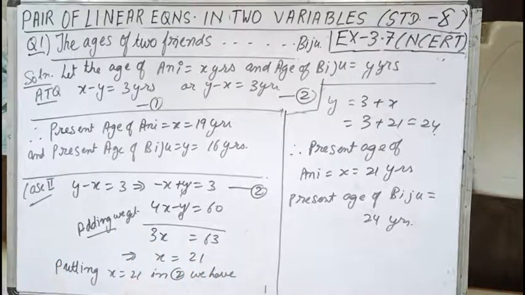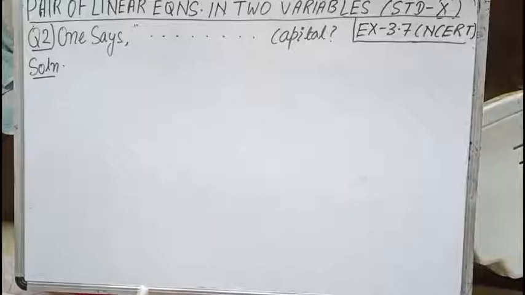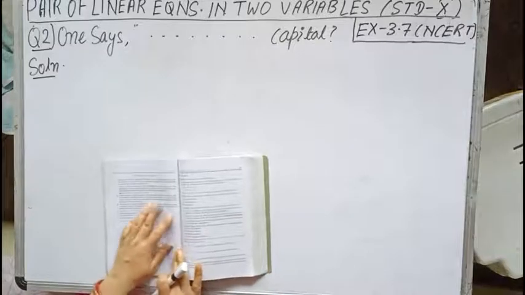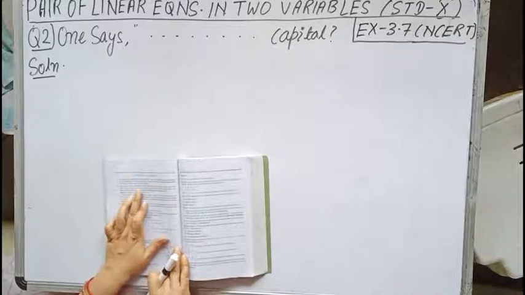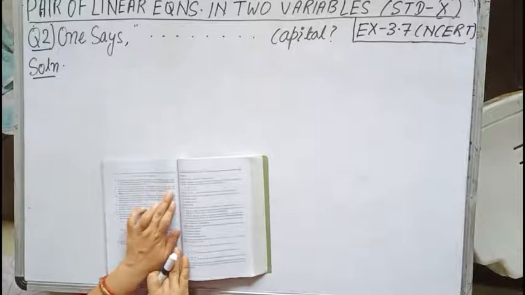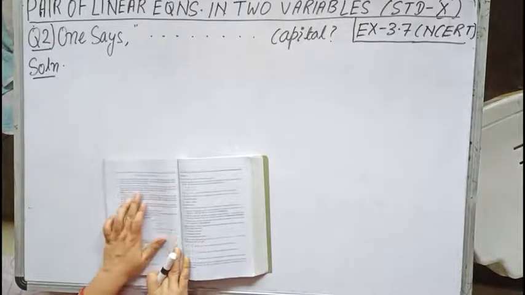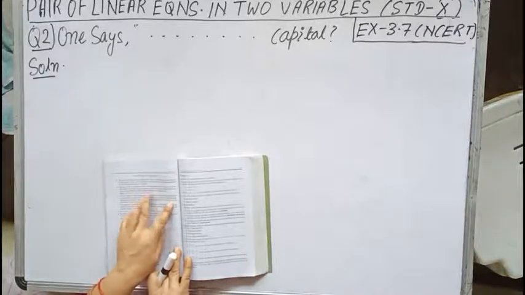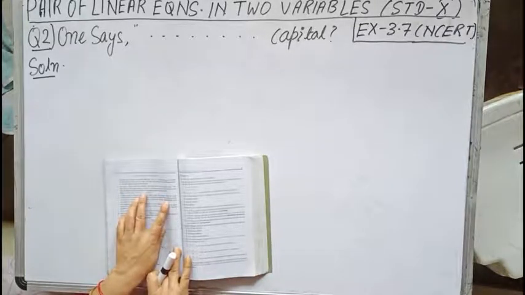So let us move to question number 2. Now refer to your book. Question number 2 says that one says, give me 100, friend, I shall then become twice as rich as you. The other replies, if you give me 10, I shall be 6 times as rich as you. Tell me what is the amount of their capital.